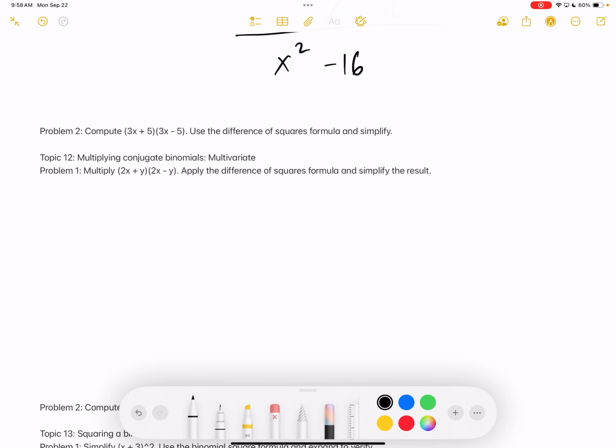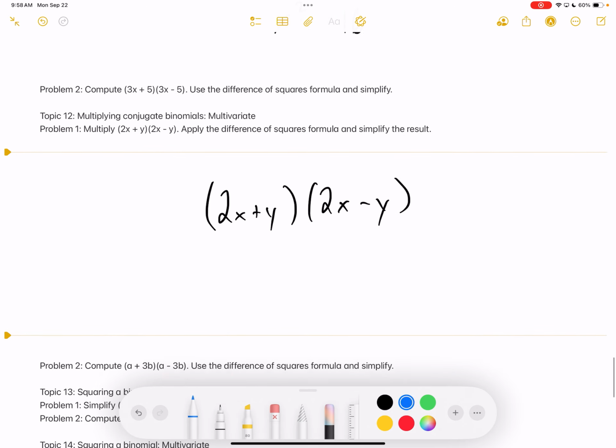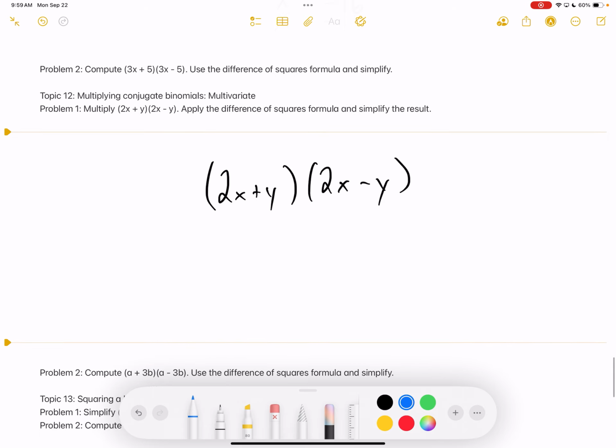So when they show you this topic on Alex, just FOIL it. This, again, is a conjugate. Even though I have an x and a y, it is the same exact thing with a different middle sign, 2x plus y and 2x minus y. You could do the shortcut if it really makes sense, but please do not do the shortcut when you're not supposed to.